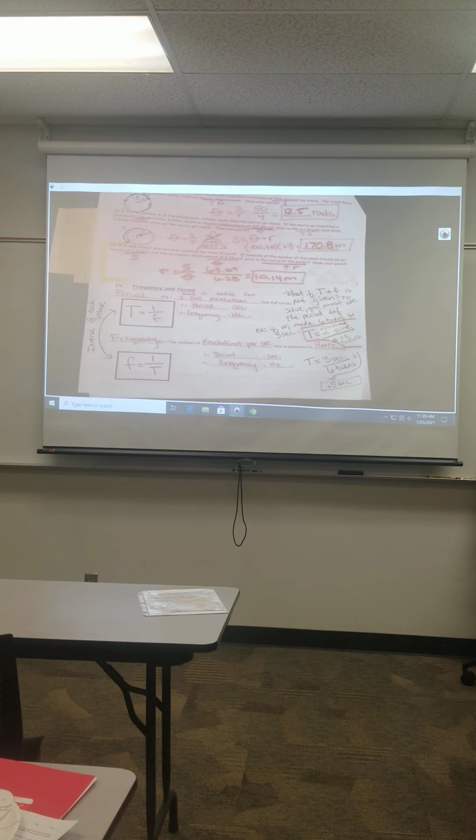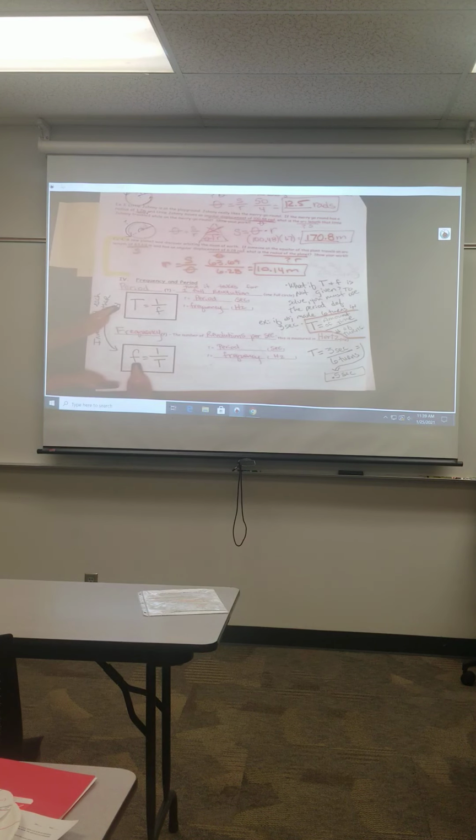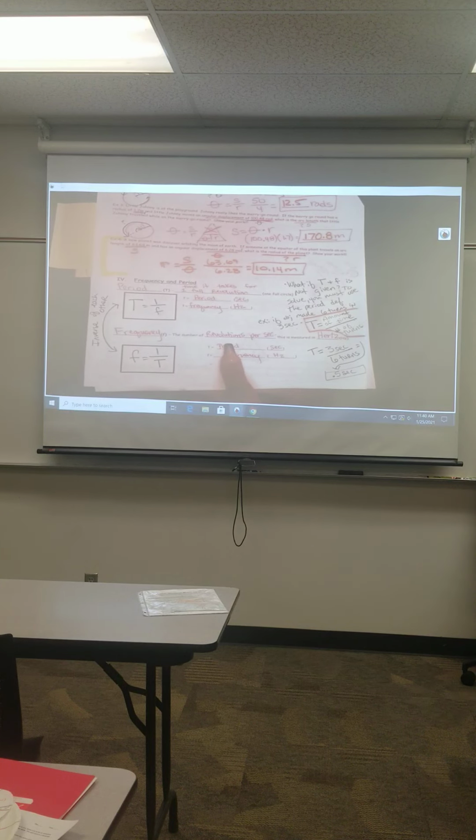Okay? Now, once you do have the period, then you can do the inverse over here, 1 over T, to get the frequency. So hopefully, not too bad. Frequency's definition is the number of revolutions or turns per second. Okay?